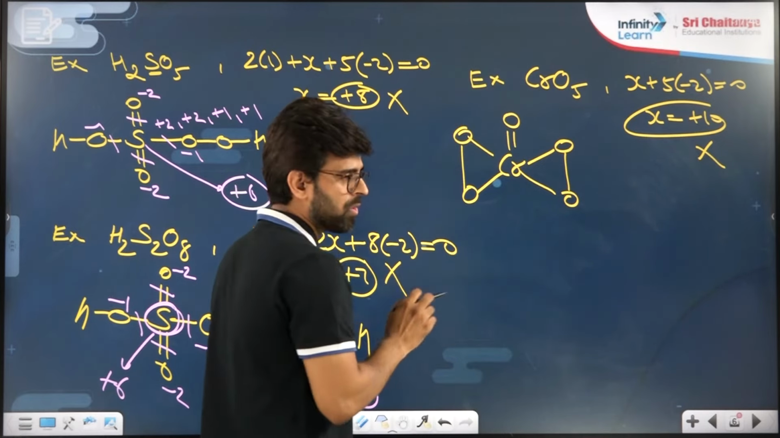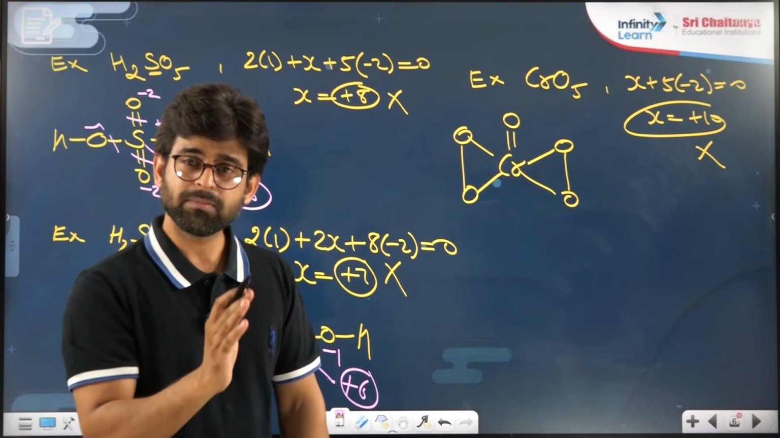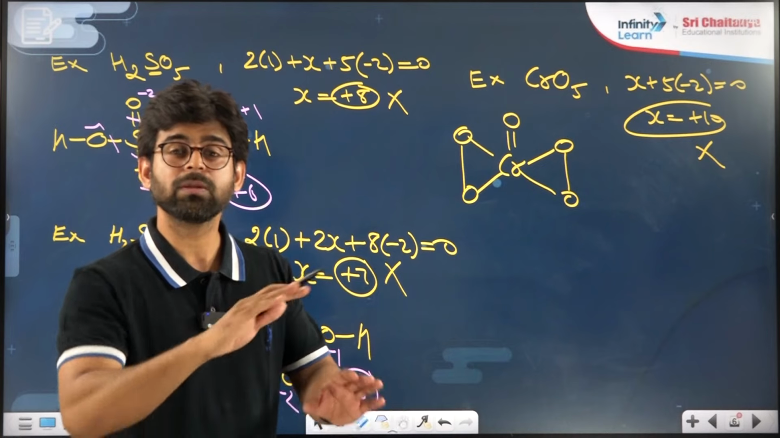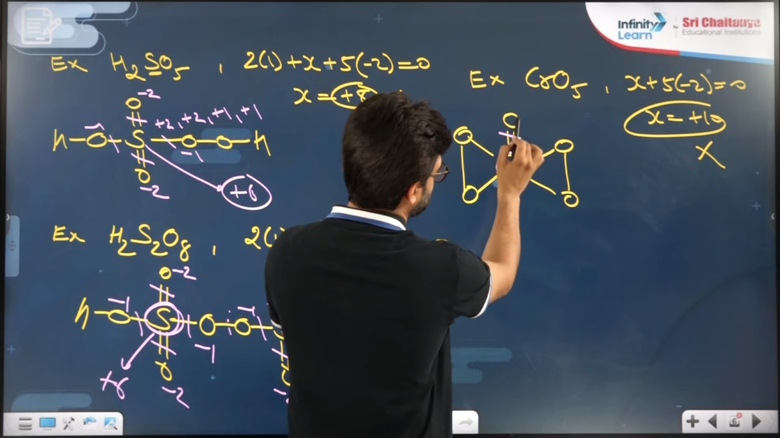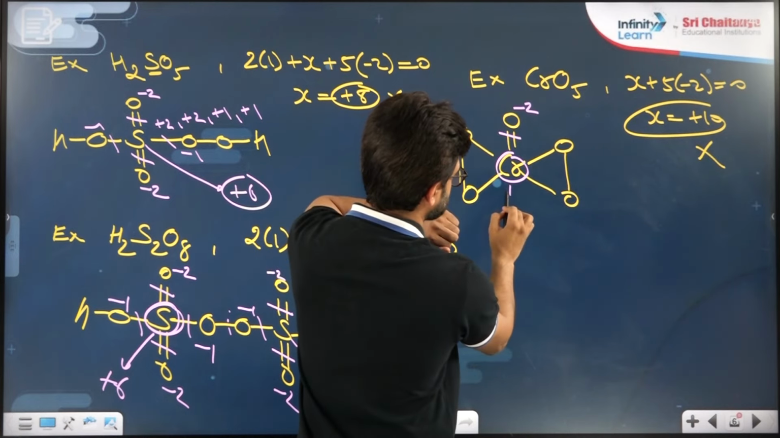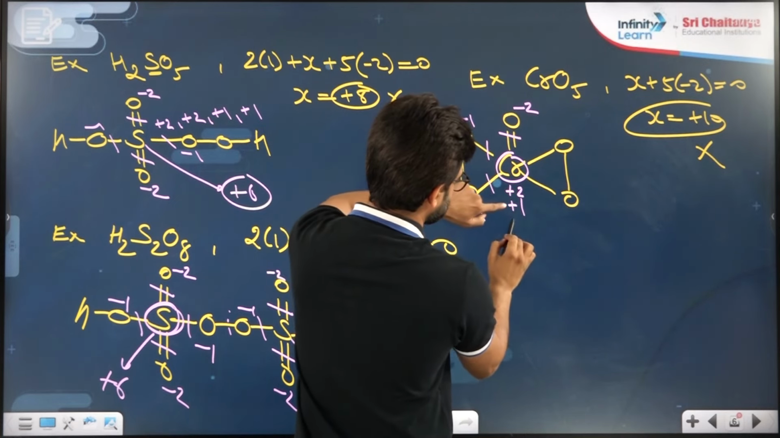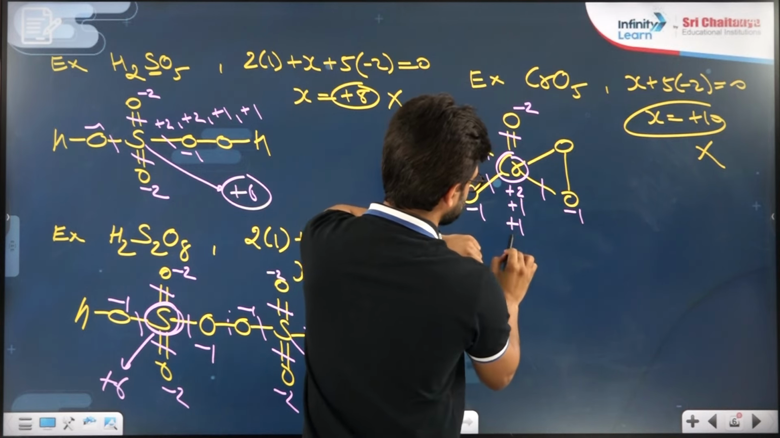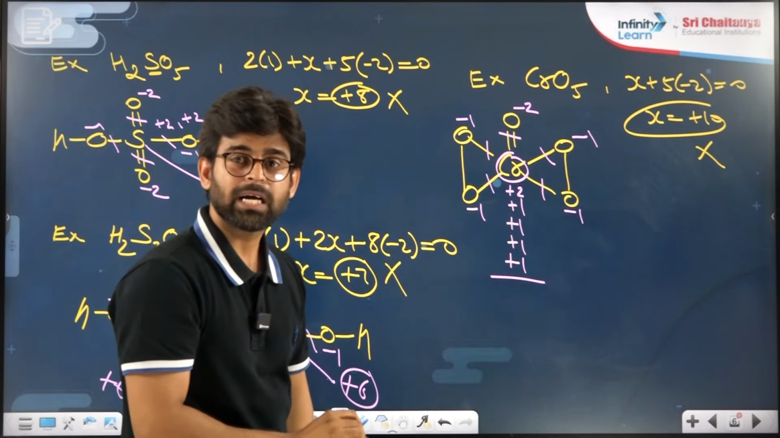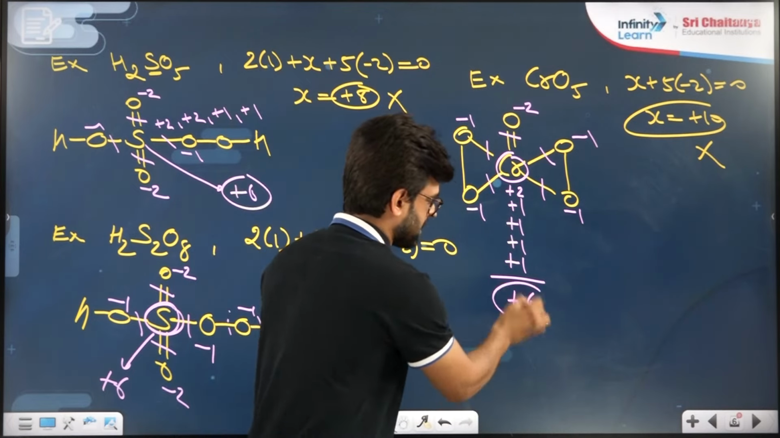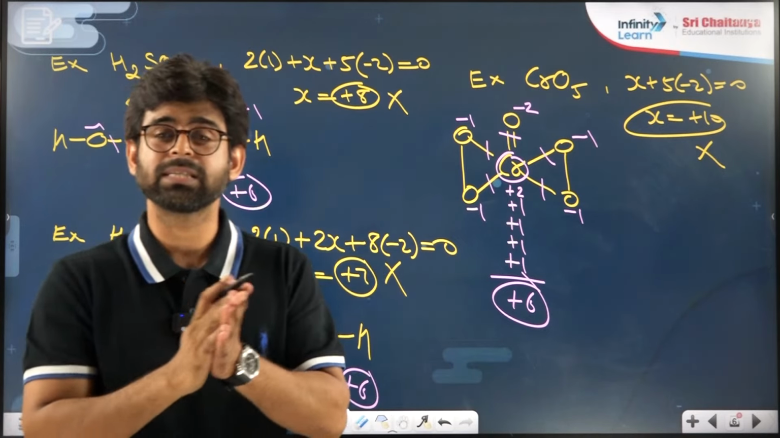I want to find the oxidation state of chromium, so focus on chromium. I will break all the bonds of chromium. I will not waste time breaking all the remaining bonds. So chromium I am breaking here. If I break from here, 2 bonds I am breaking, -2, +2. 1 bond, -1, chromium got +1. From here, -1, +1. From here, -1, +1. From here, -1, +1. If you see, chromium getting how much overall? +6. Right? Clear?